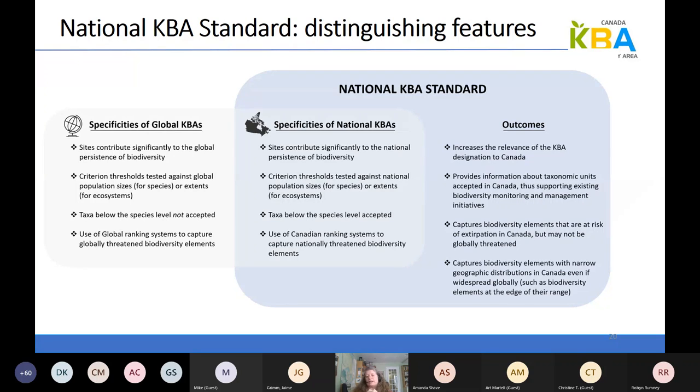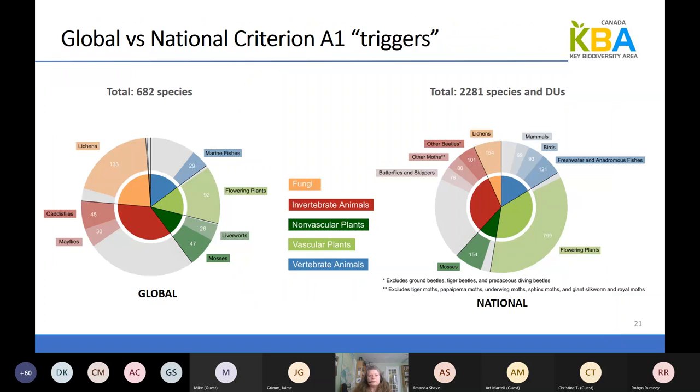This provides information about the taxonomic units that are accepted in Canada. It supports existing monitoring frameworks and biodiversity initiatives. It captures biodiversity elements that we consider at risk here but might not be globally threatened, and those with widespread geographic distributions, particularly those that are at the edge of their range in Canada. And those edge-of-range species are often in biodiversity hotspots in Canada, so that's another tool for being able to signal that.